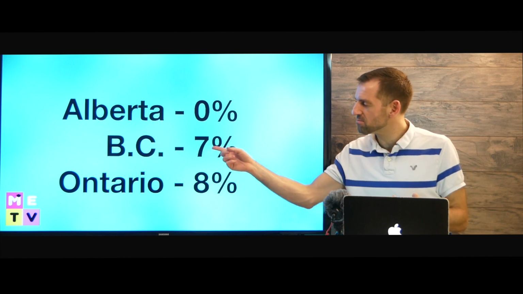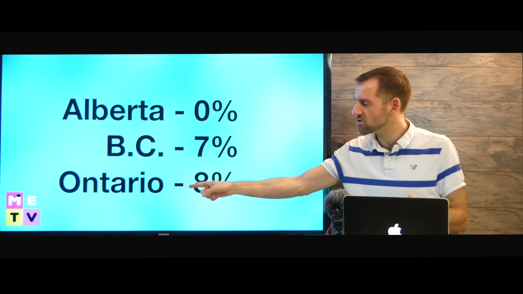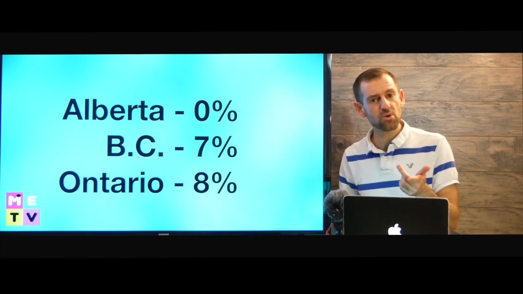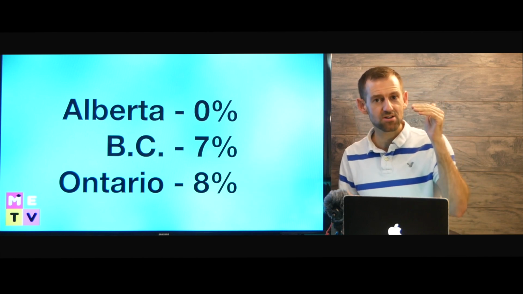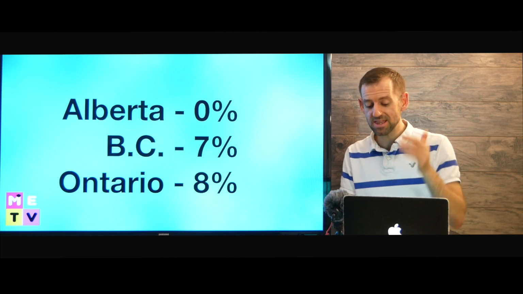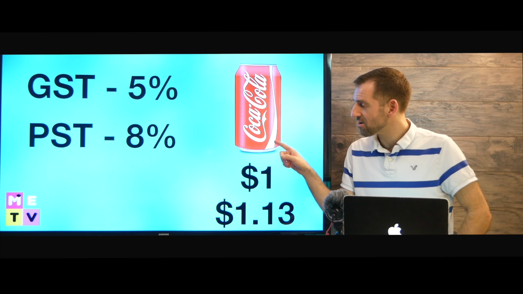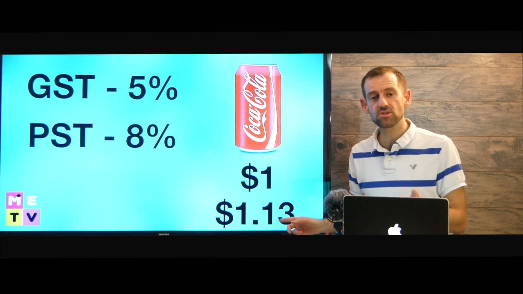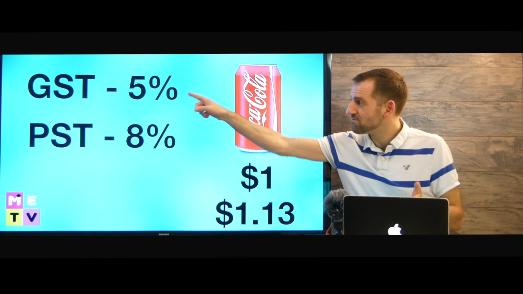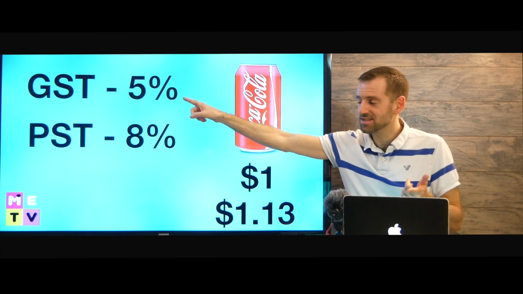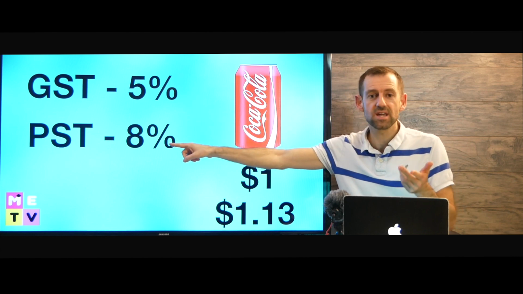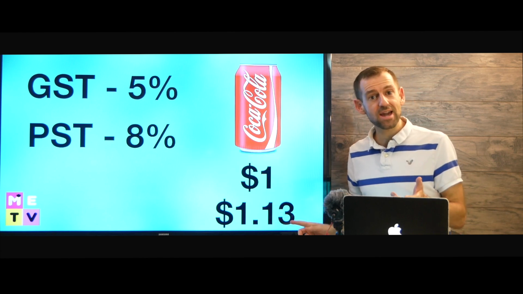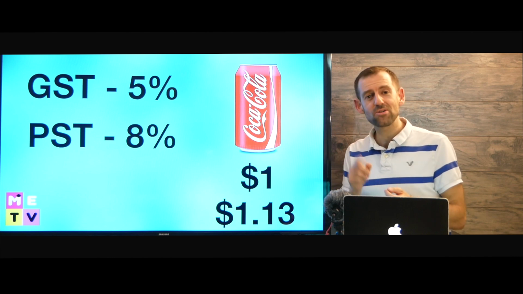For example, if you live in BC, it's 7%. If you live in Ontario, it's 8%. Usually it's around 7 or 8%. Some provinces are 10%. So that's quite a bit. That means if you go buy this can of Coke from the store, you're actually going to pay $1.13. 5% for the GST, and let's say you live in Ontario, 8% for the PST. Now you're paying 13 cents extra for your $1 Coke.